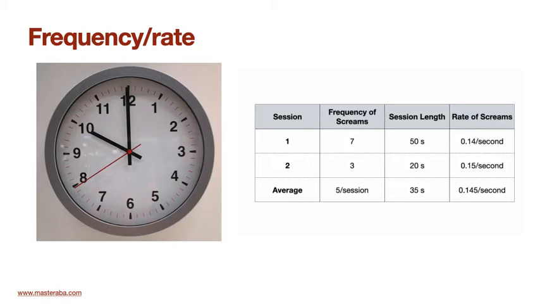This gives us an average of 5 screams and 35 seconds for a session length, and 0.145 screams per second. You can see in this example how rate can help us make sure that we are viewing the data proportionately. If you simply look at the frequency count, it looks like session 2 was a far better session. But in looking at the rate, you can see that the rates are almost exactly the same.